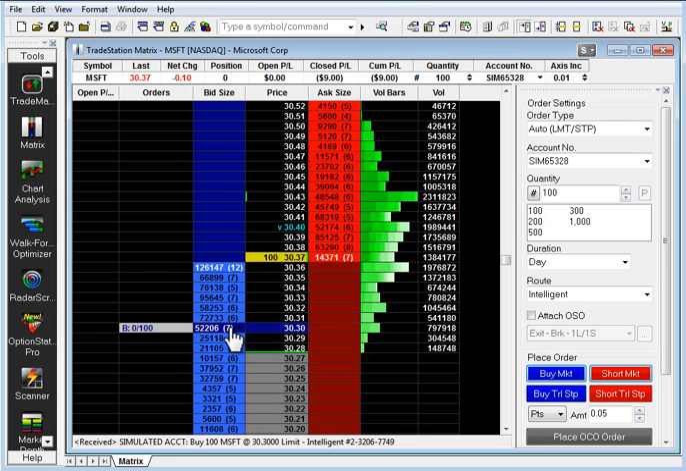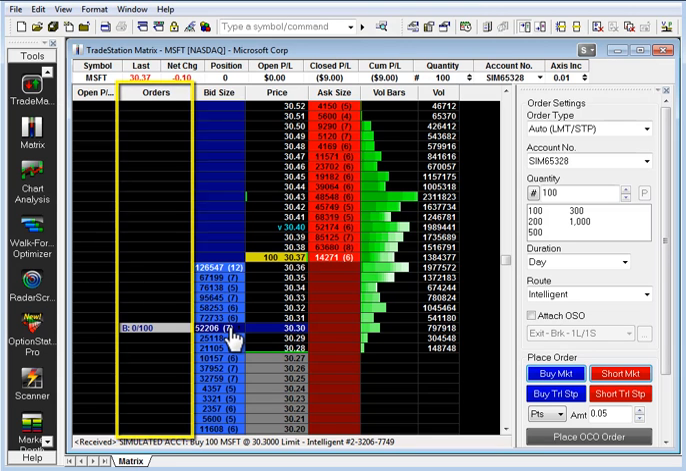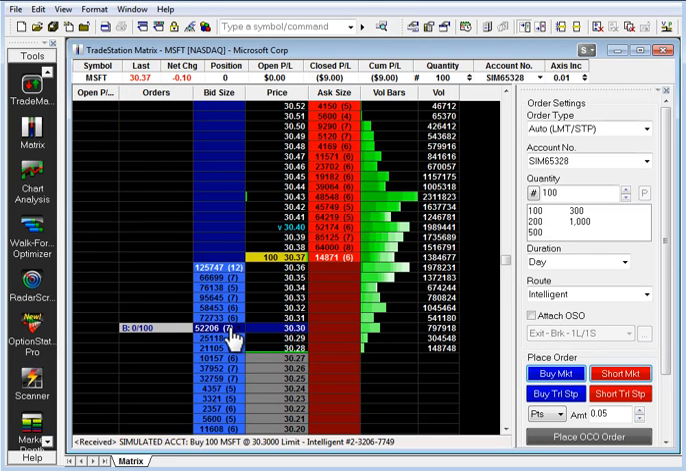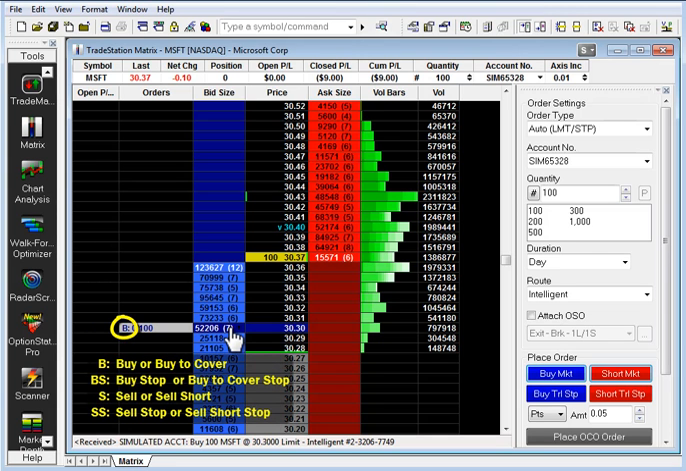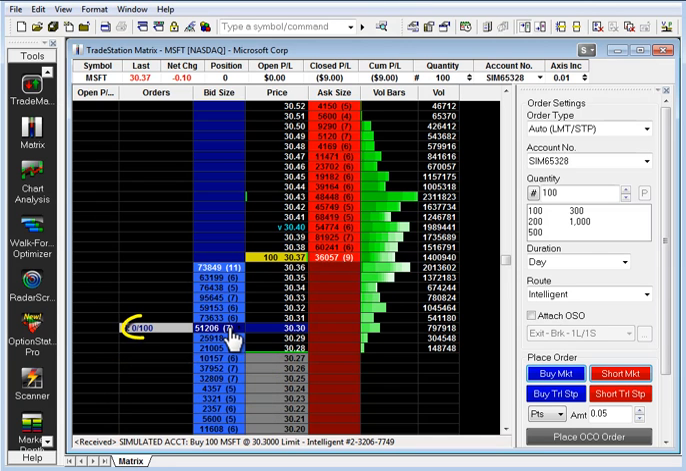Active orders waiting to get filled will appear under the orders column. Abbreviated letters identify the type of order it is. There are 4 abbreviations. B stands for buy or buy to cover. BS stands for buy stop or buy to cover stop. S stands for sell or sell short. And SS stands for sell stop or sell short stop. The order indicator also displays the quantity and if any shares or contracts have been partially filled.